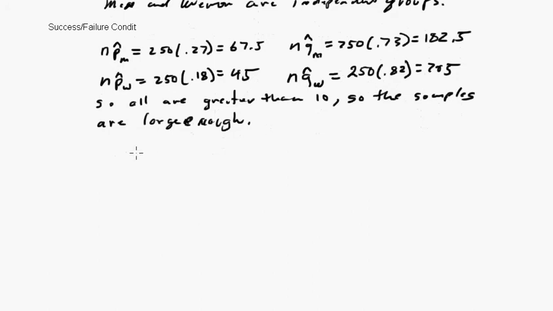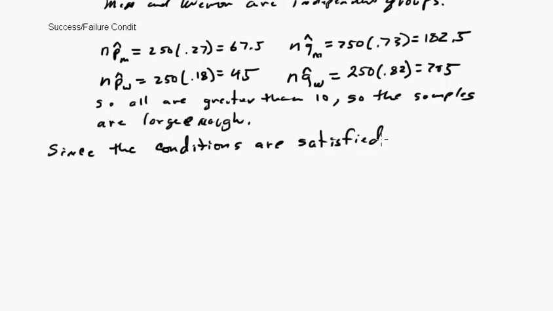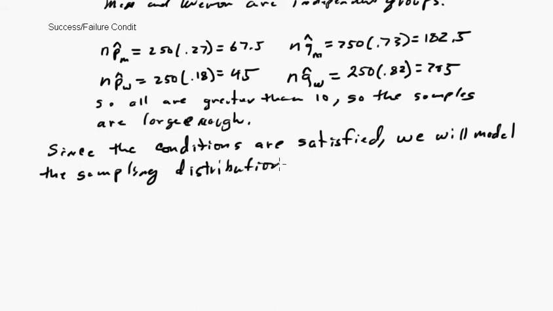Okay, so since the conditions are satisfied, we will model the sampling distribution of the difference in proportions with the normal model.